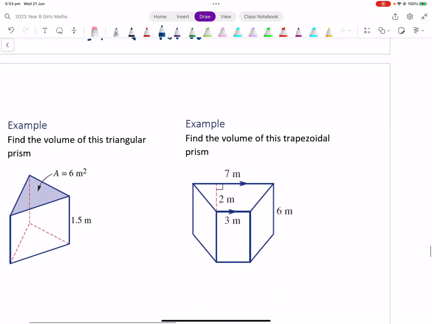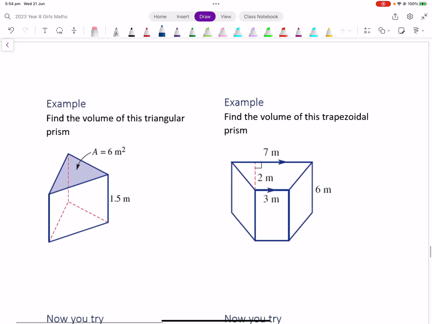All right, let's do some examples. Here's a triangular prism. Now, we actually don't need to calculate the area of the cross-section because they've given it to us. So A is 6 meters squared. This guy here is the height. So volume equals A times H equals 6 times 1.5 equals 9. What are our units? Meters. How do we measure area? In squares. We measure volume in cubes.